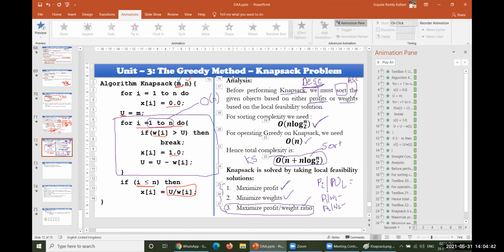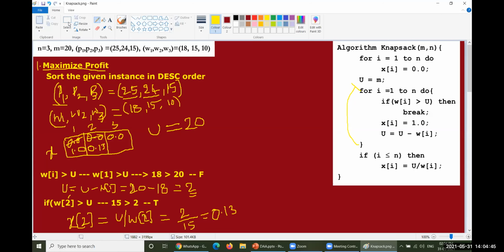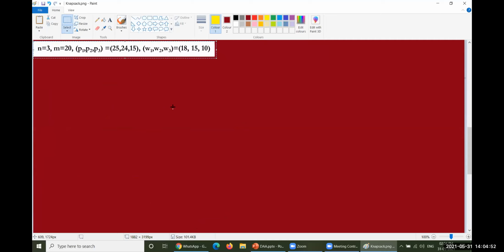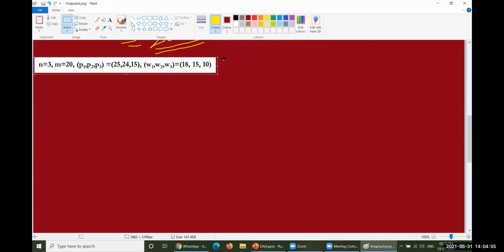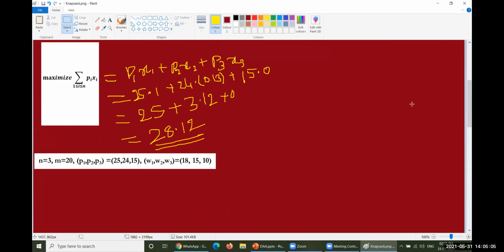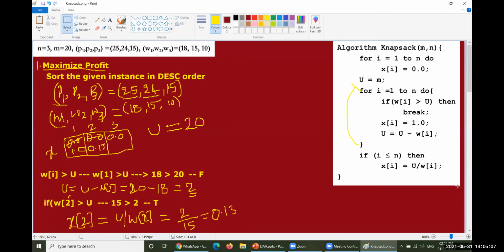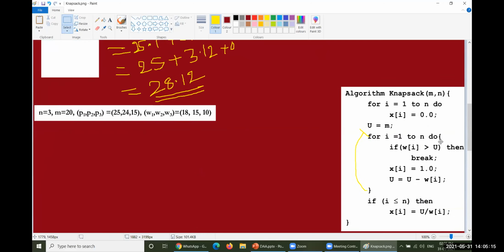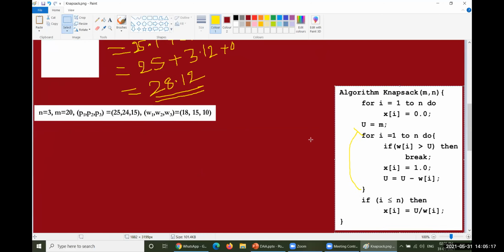Based on this one, we would like to take the instance one more time. I'd like to copy this particular instance to the next page. So I have copied from over there to this place here, and let us solve this particular thing using the greedy method of knapsack. I'd like to copy the algorithm here as well, because you might have some idea of how the algorithm will be.